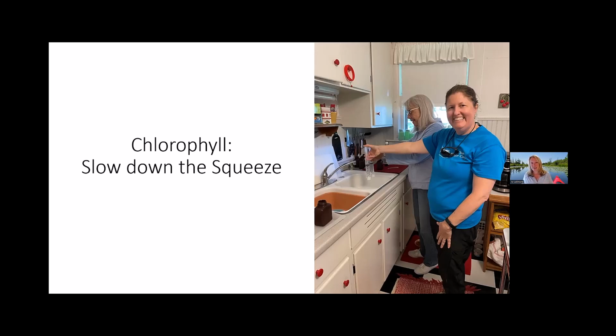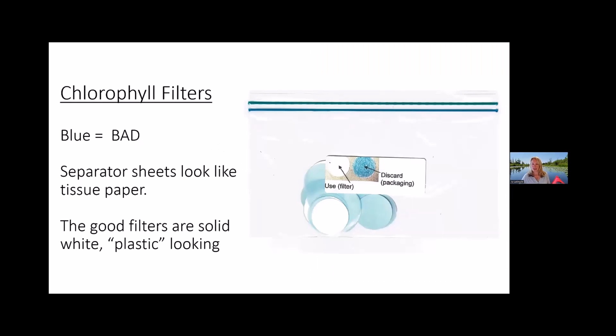The other thing that can happen is it can actually damage the chlorophyll itself. Too high of pressure can actually force that chlorophyll to be damaged to the point where it isn't picked up by our analytical equipment. So you don't want to jet that water through the plunger. Just do it at a rapid drip rate and you'll be in great shape. So that's a technique reminder for chlorophyll. All right, chlorophyll.